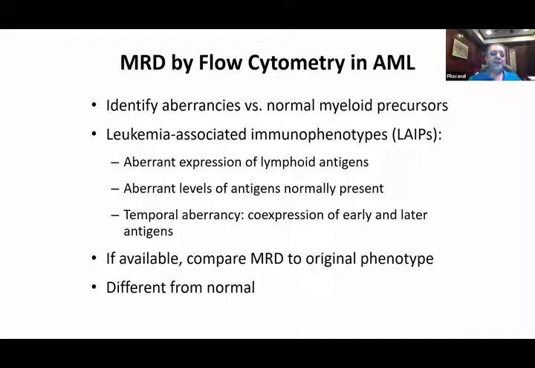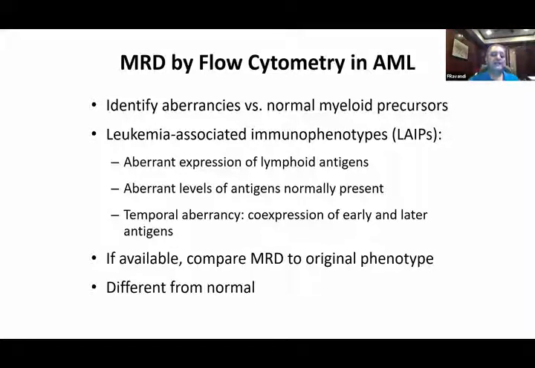Flow cytometry, however, is much more universally applicable because you can use that in over 95% of AML patients. And what it detects is what we call leukemia-associated immunophenotype, which is aberrant expression of markers that shouldn't be on normal cells, aberrant levels of antigens, or co-expression of early and late antigens where they shouldn't be coexisting. So this is a way that the flow cytometry experts can detect residual aberrant or leukemic cells.